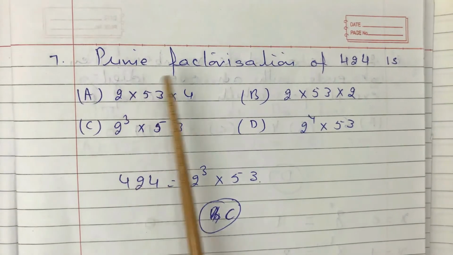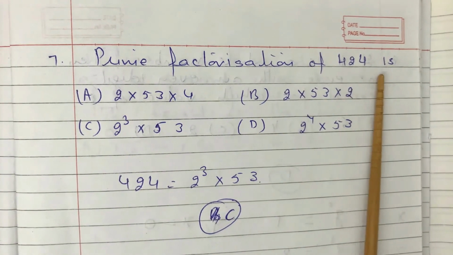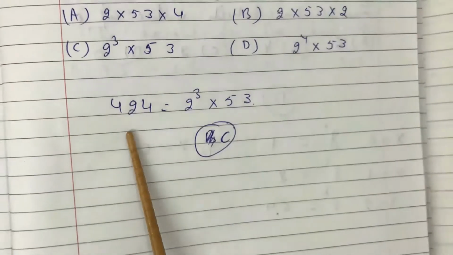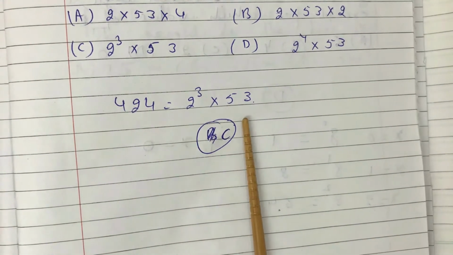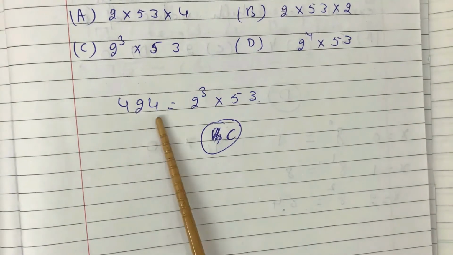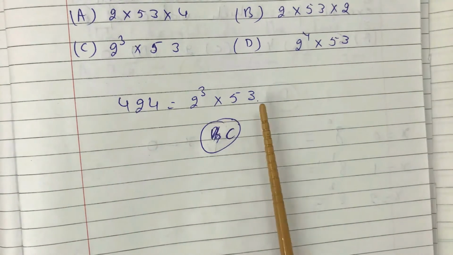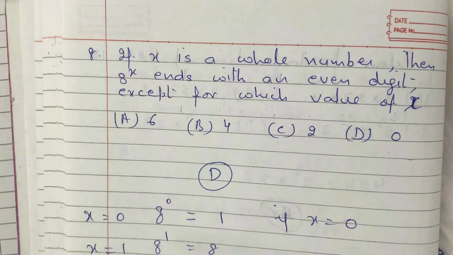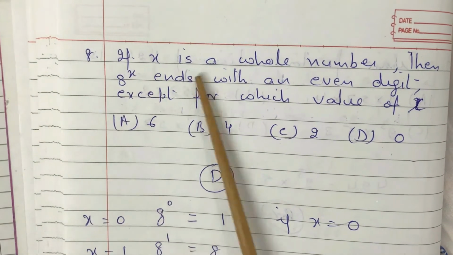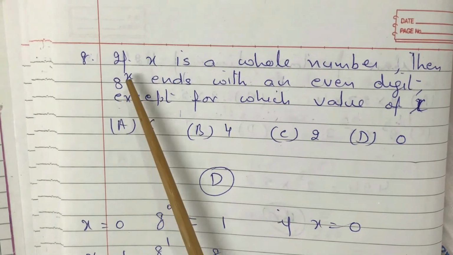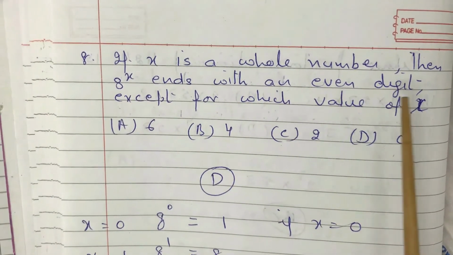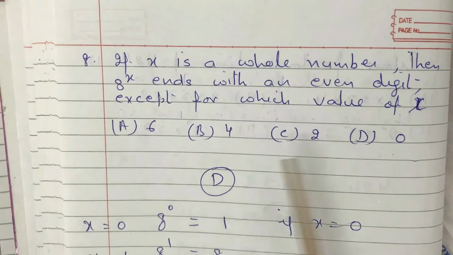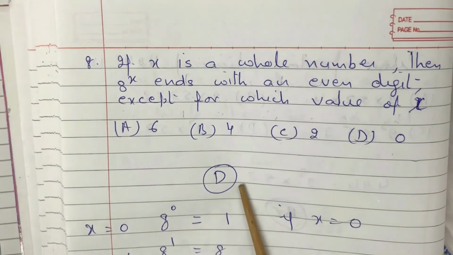Seventh question. Prime factorization of 424 is. There are 4 options. Now if you factorize it, the prime factorization will come out to be 424 is equal to 2 raised to power 3 into 53. So C is the option. Now the 8th question. If x is a whole number, then 8 raised to power x ends with an even integer except for which value of x? There are 4 options. Now its answer is D.